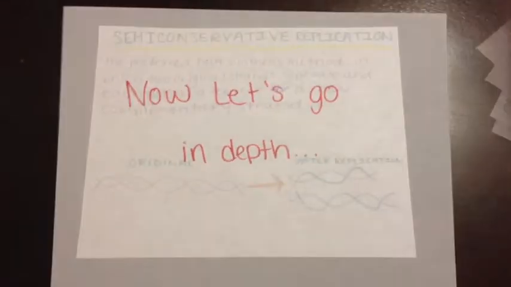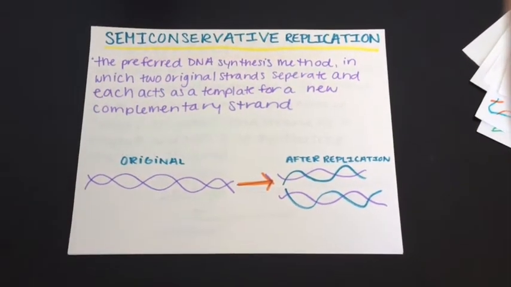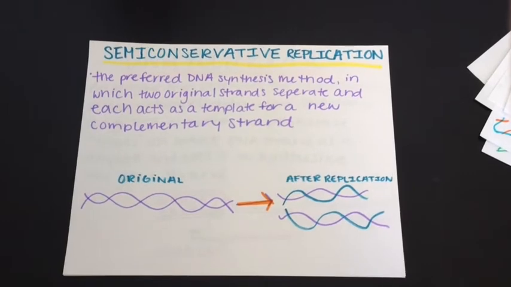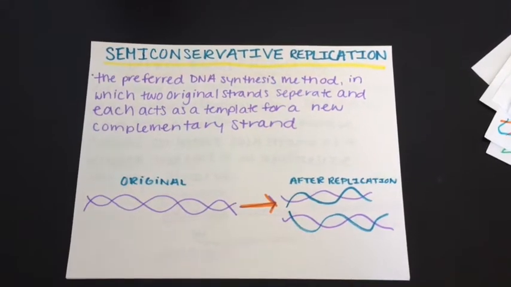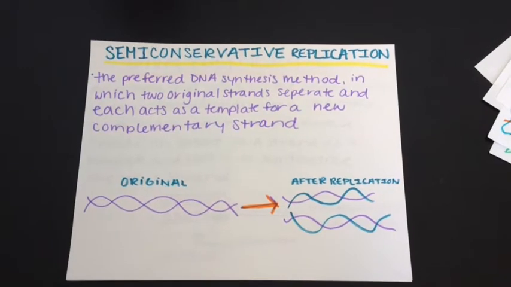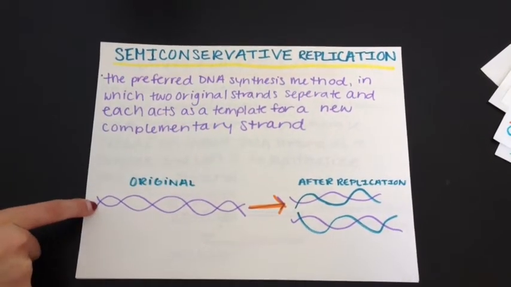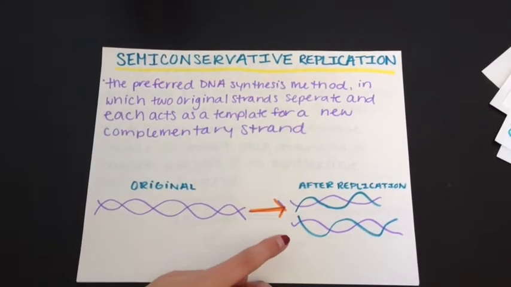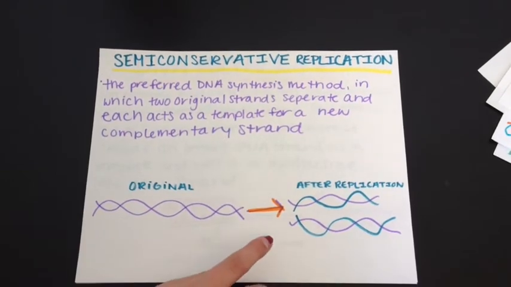Now let's go in depth. Semi-conservative replication is the preferred DNA synthesis method in which two original strands separate and each acts as a template for a new complementary strand. So here's the original strand, and then after it breaks off, it connects with the new strands, which are the blue ones.